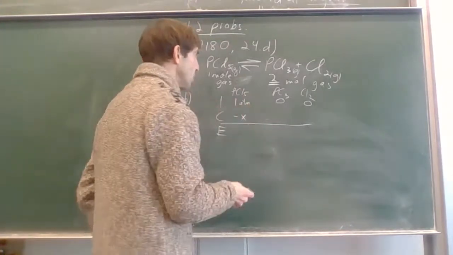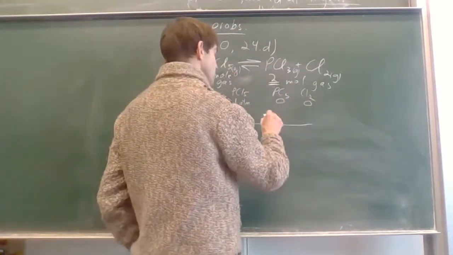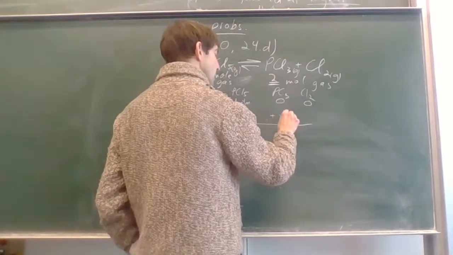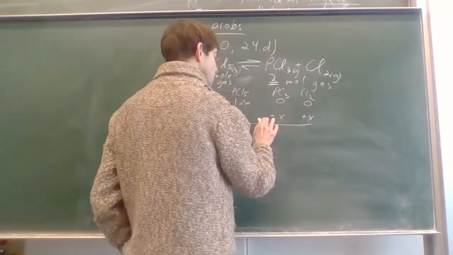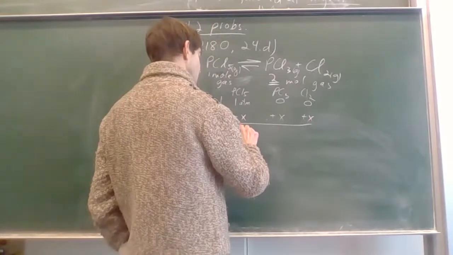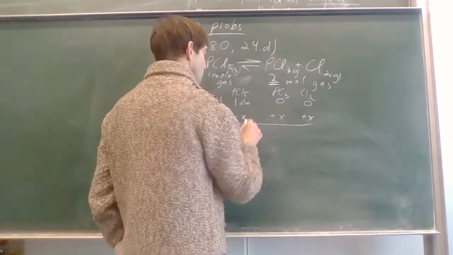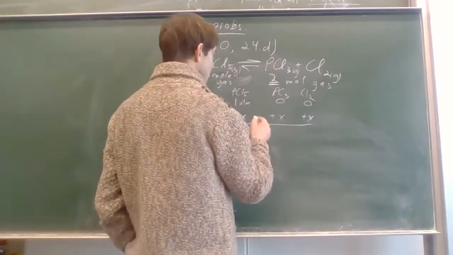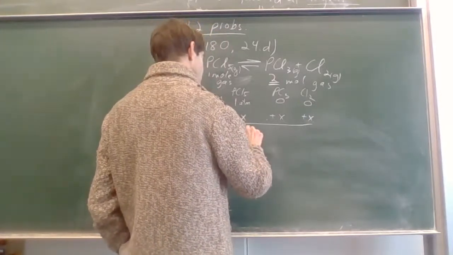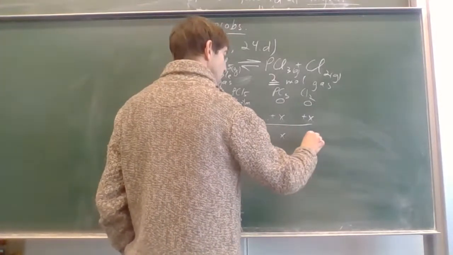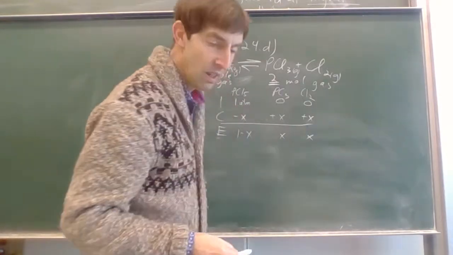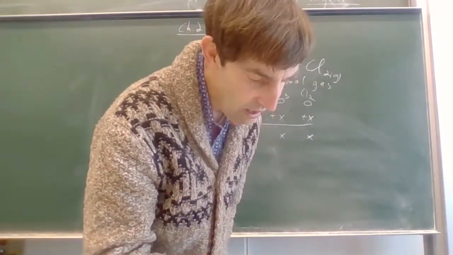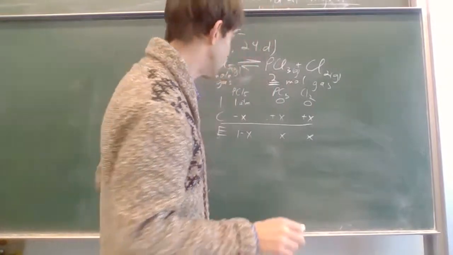Minus some amount X. Okay, look at it. It's 1 to 1 to 1. So if I've got minus X, I've got to go plus X, and suddenly I've got... oh, but we know what X is. Well, let's see. Okay, so 1 minus X, we've got X, we've got X. And I've got the total pressure is 1.40.